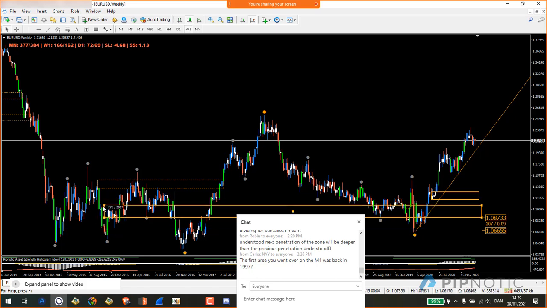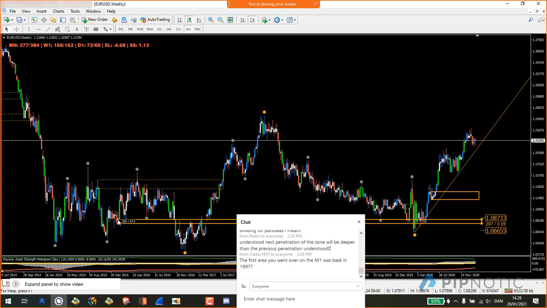What area did it? This one did, right here. This is the one. We had a test, price came back down, then we have the big strong move. So now it's gone. What area removed it? This one did. So now we have this one.